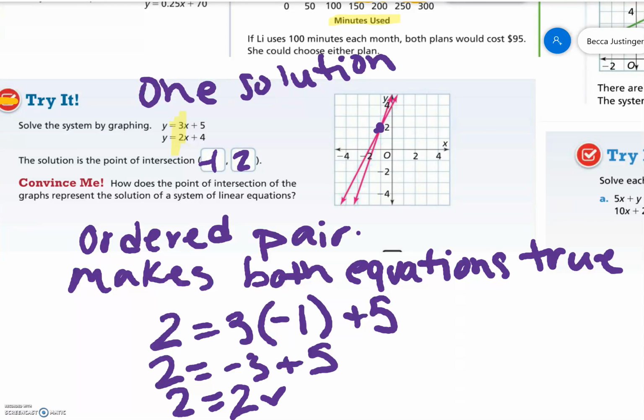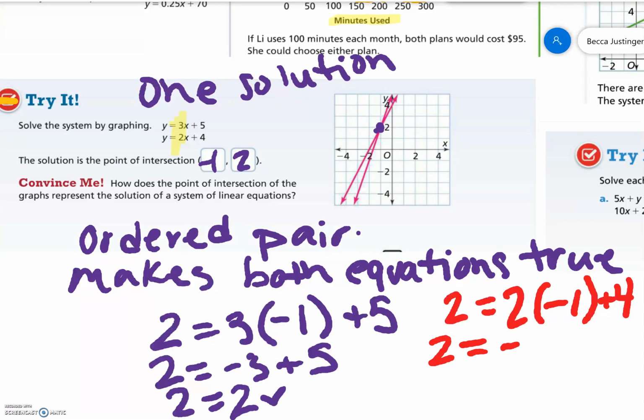Now we can try it for the second equation. Again, using the same ordered pair, instead of y, I plug in 2. Instead of x, I put in negative 1 and plus 4. Bring down the 2. 2 times negative 1 is negative 2. Keep bringing the 2 down. Negative 2 plus 4 is 2. And again, it works. So plugging that point in for both equations, both lines, means it's true.